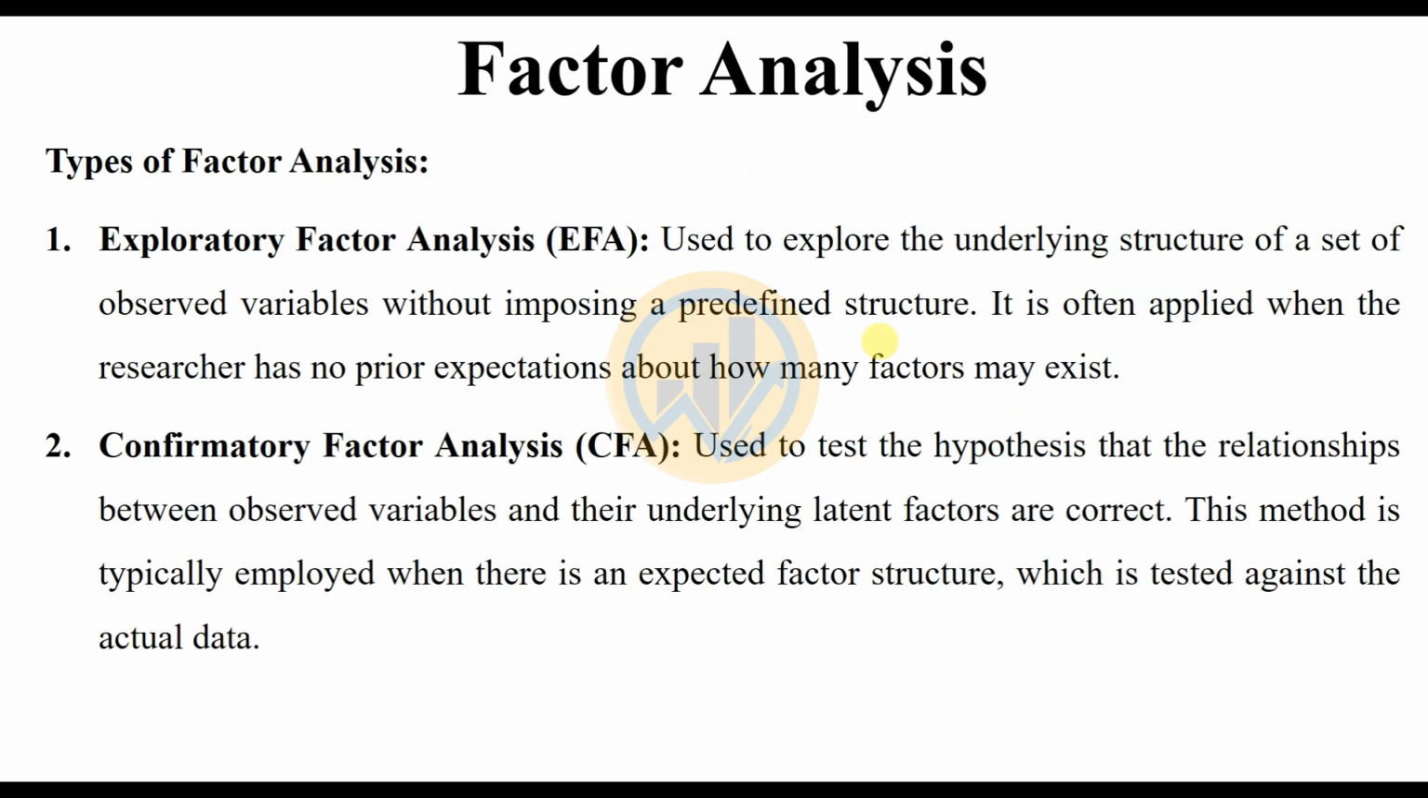Types of factor analysis. The exploratory factor analysis, EFA, is used to explore the underlying structure of a set of observed variables without imposing a predefined structure. It is often applied when the researcher has no prior expectations about how many factors may exist. The confirmatory factor analysis, CFA, is used to test the hypothesis that the relationships between observed variables and their underlying latent factors are correct. This method is typically employed when there is an expected factor structure, which is tested against the actual data.